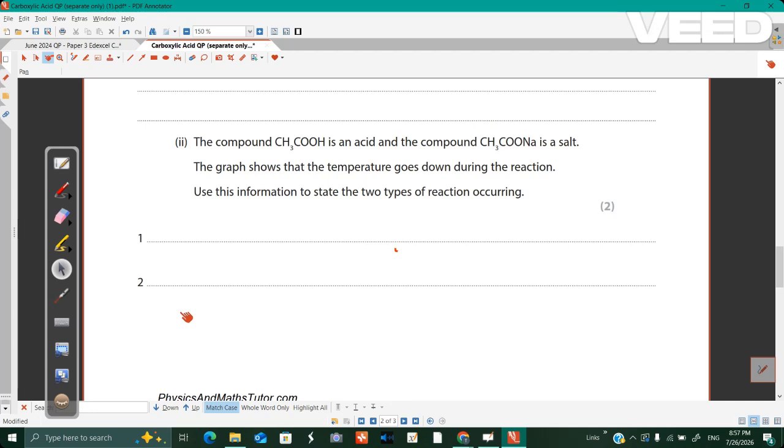Use this information to state the two types of reactions occurring. What are the two types of reactions? Tell me one example, one answer for this. Neutralization. What is the other one? Endothermic or exothermic? Is the temperature going up or down?